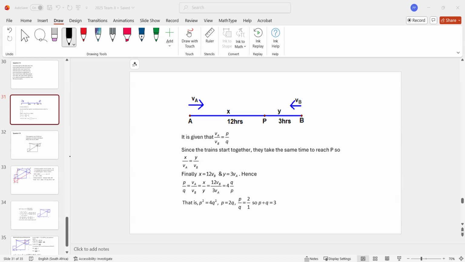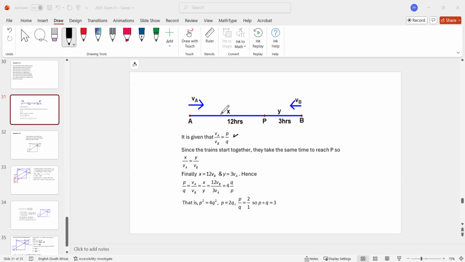Okay, let me look. Oh, okay, I've got the same diagram. Right, it is given that VA over VB is 12. So let me just look at my answer here. I seem to have messed up somewhere. Since the trains start together, they take the same time to reach B. Also, I call this distance X, and I call that distance Y. Well, that was a good idea. That's what I missed. All right.